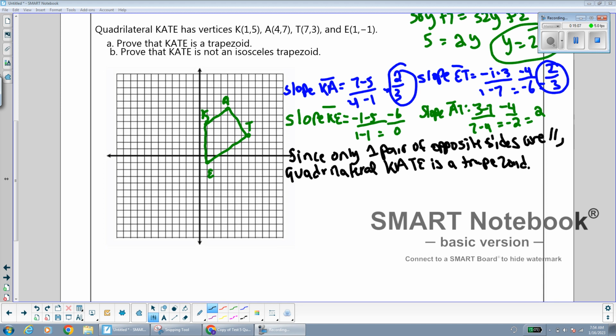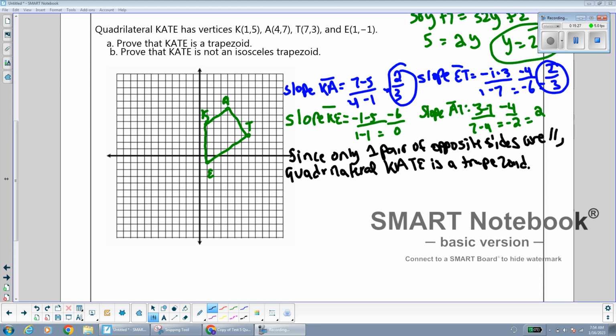So here are my slope formulas so that you can check them with yours. And notice how I ended with a concluding statement. Since only one pair of opposite sides are parallel, quadrilateral K is a trapezoid. Your concluding statement should summarize what your calculations show and how you know that. So basically what you're proving and how you know that you proved it.